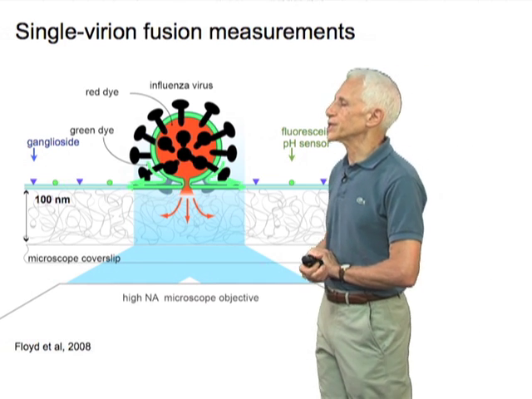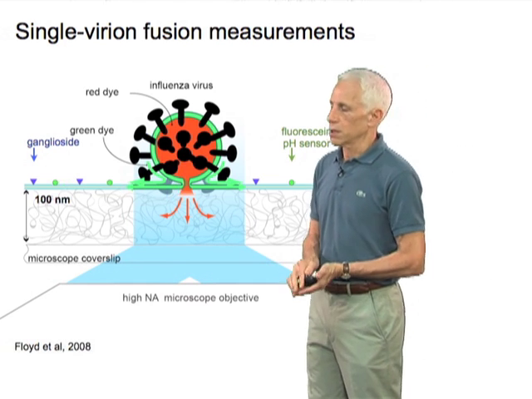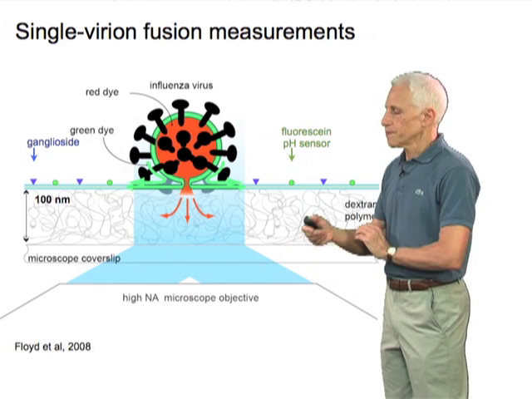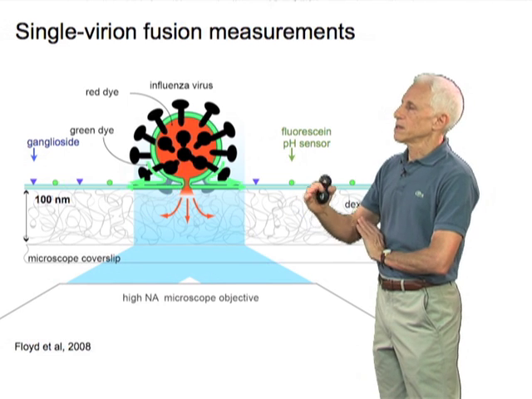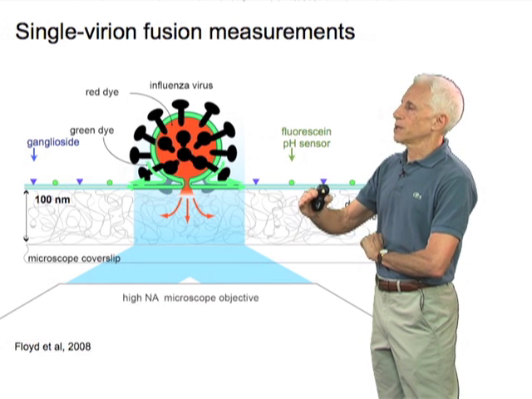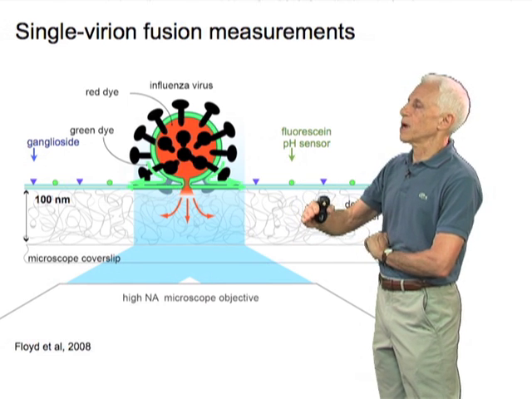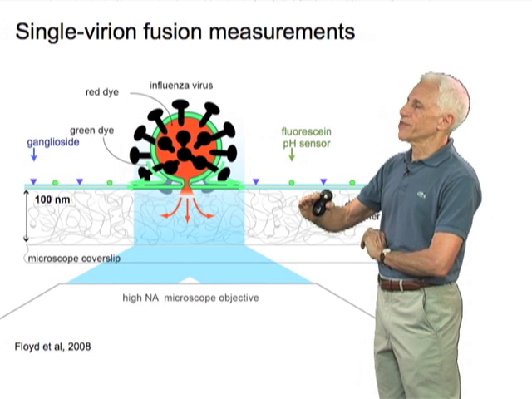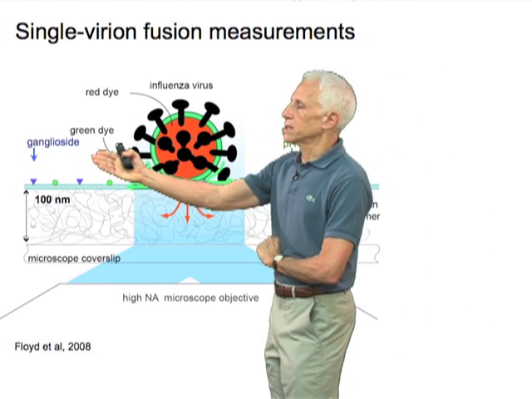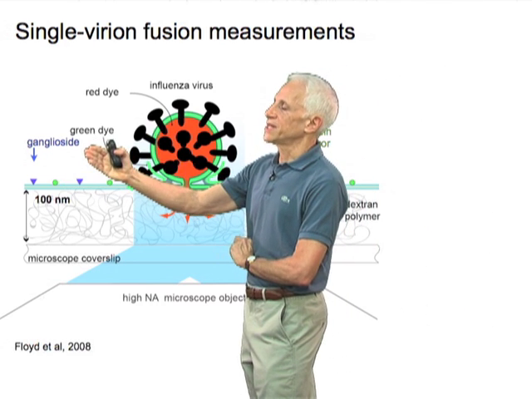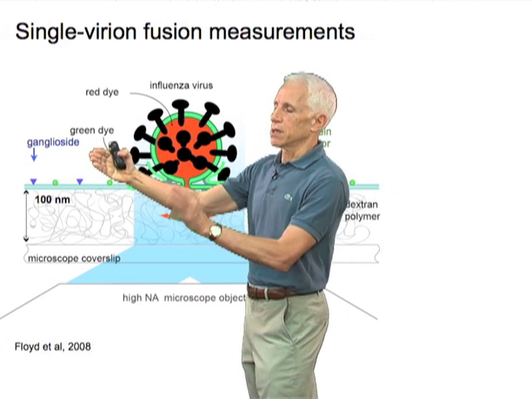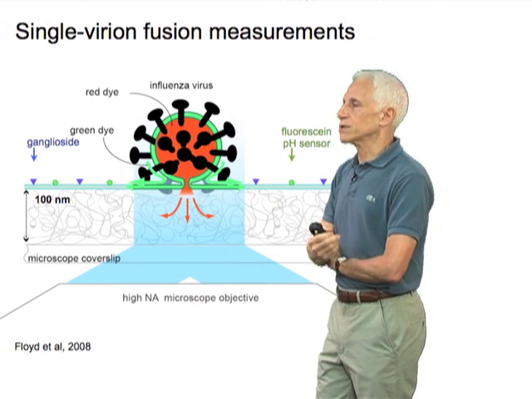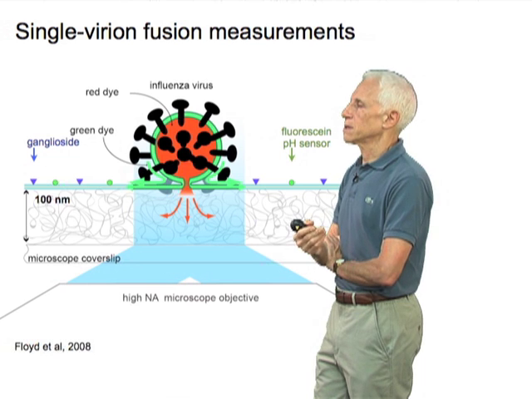And the experimental setup that Dan Floyd devised is shown schematically here. A lipid bilayer supported on a thin layer of a dextran polymer is doped with a bit of ganglioside, lipids that have sialic acid on their head group and therefore are receptors for flu hemagglutinin.